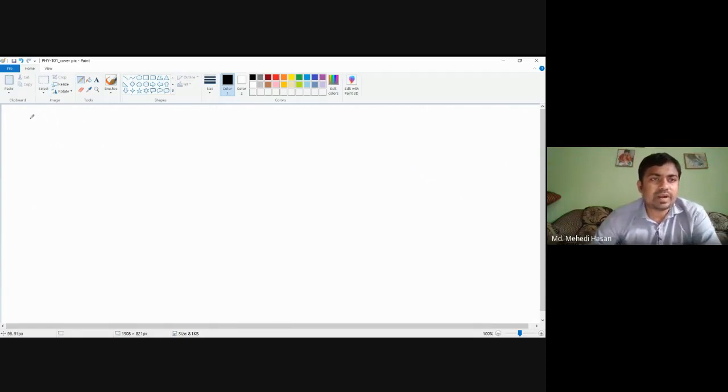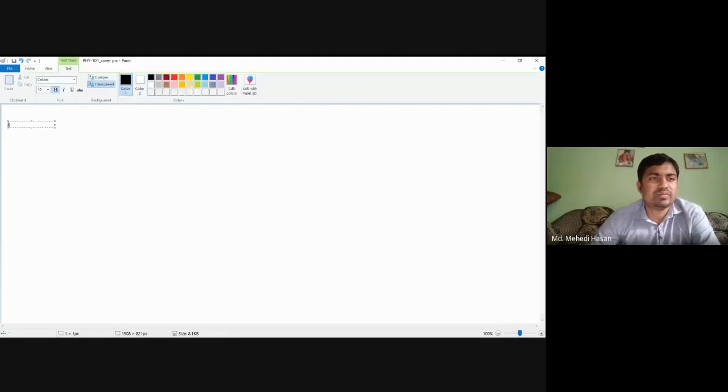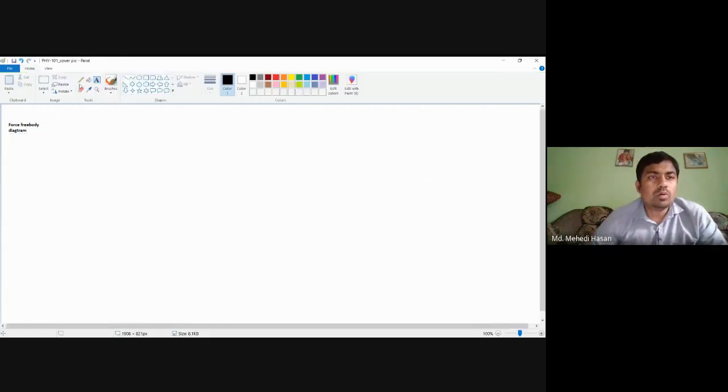Then the next part is the force free body diagram. If we try to give a definition or explanation of this diagram, we can say that the diagram which describes the forces with components in a particular direction or in a coordinate system is called the free body diagram. A free body diagram is basically an individual diagram for an individual object.